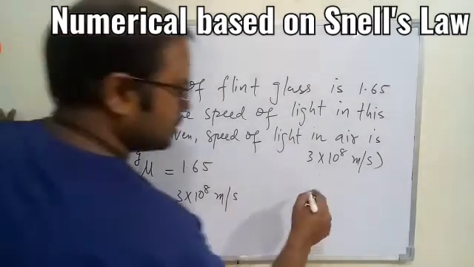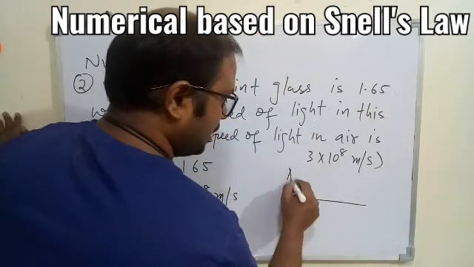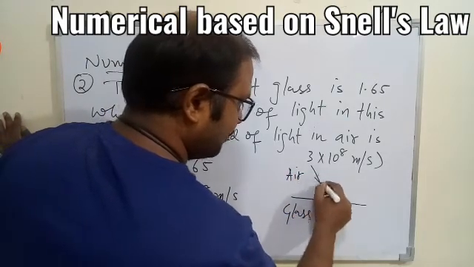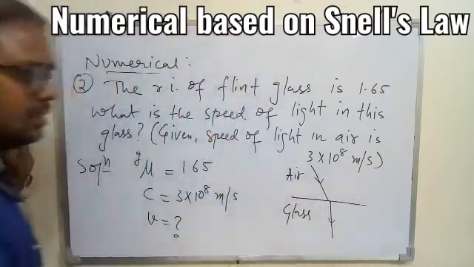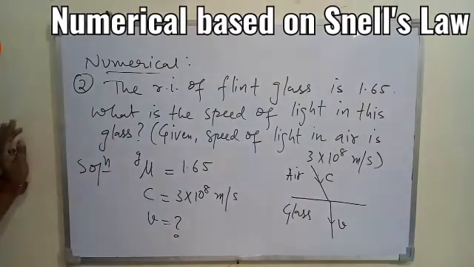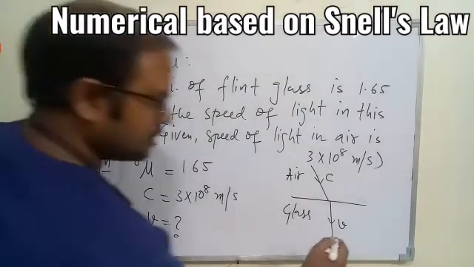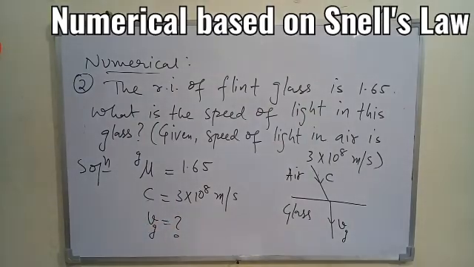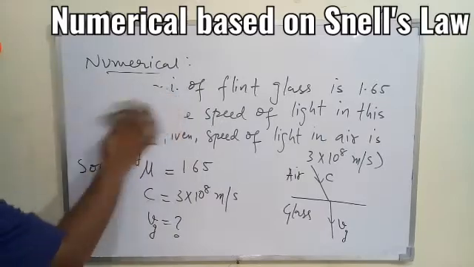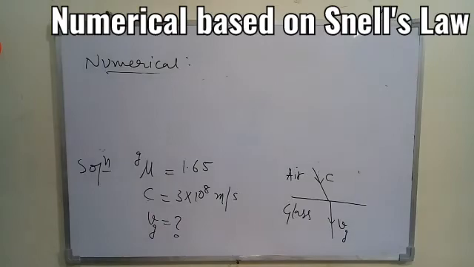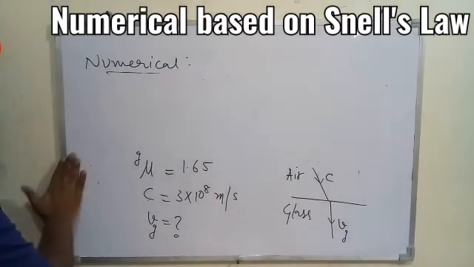So overall the diagram will be this way. This is your air, this is your glass. Light is traveling from air to glass, and this is the speed of light C, and the speed in glass is V. That is V we have to find out. So let's write this as Vg, the speed of light in glass. Now you can just put the formula and get the answer. That is how we can use this Snell's law formula to find different unknown quantities.